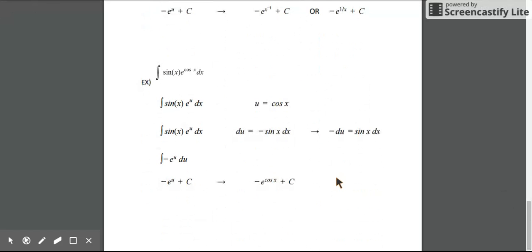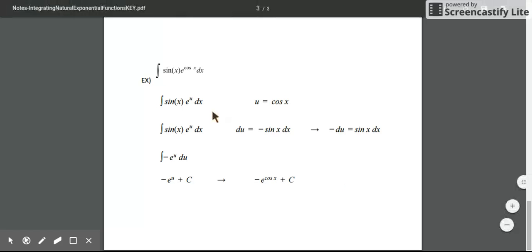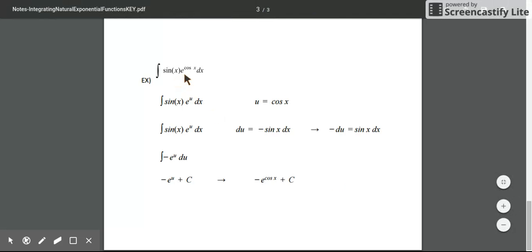Let's do one more example with some trig functions. So we're doing sine of x times e to the exponent cosine of x. Well, I'm still going to use the same process. I'm going to take that exponent of e and make it my u value. Then we can substitute it for u. I can derive both sides. So find the derivative of u.